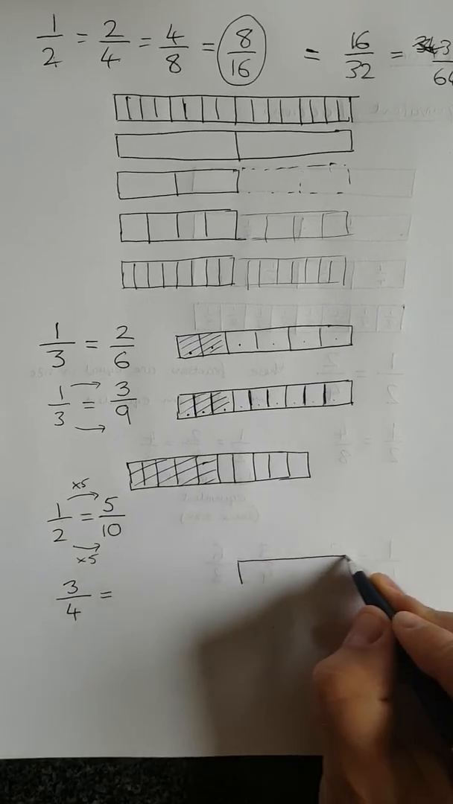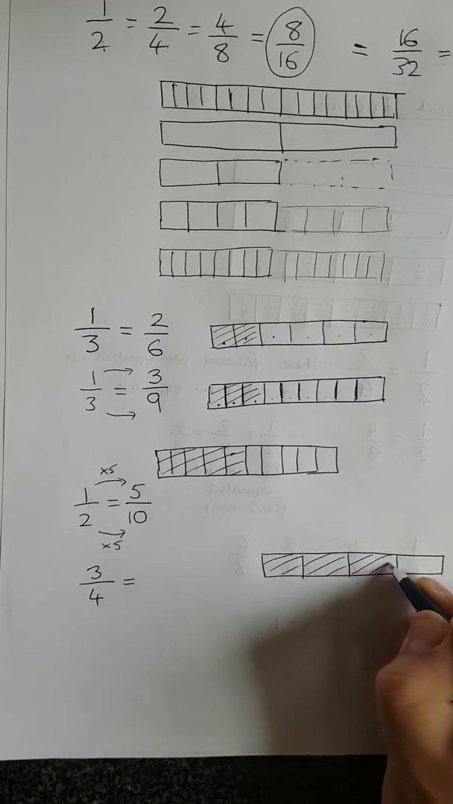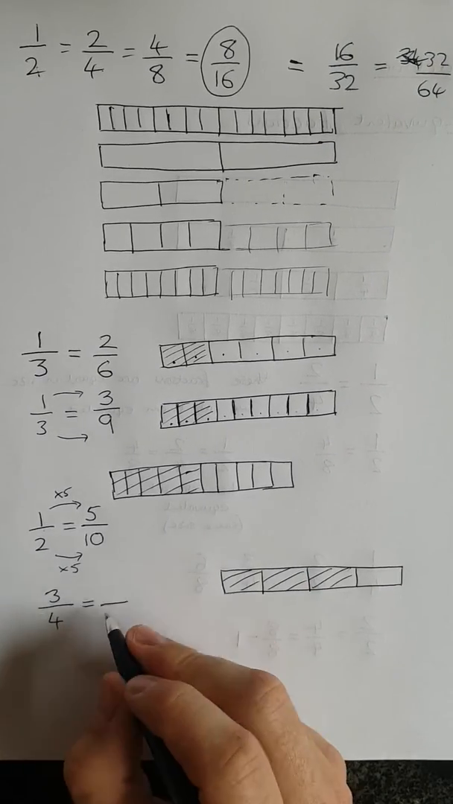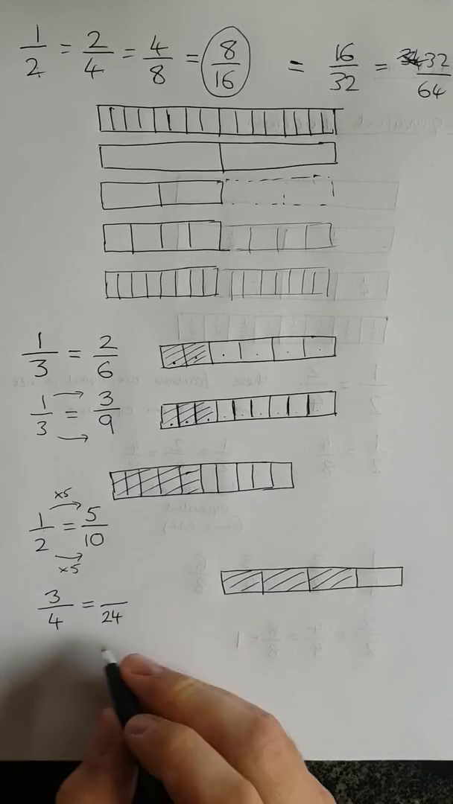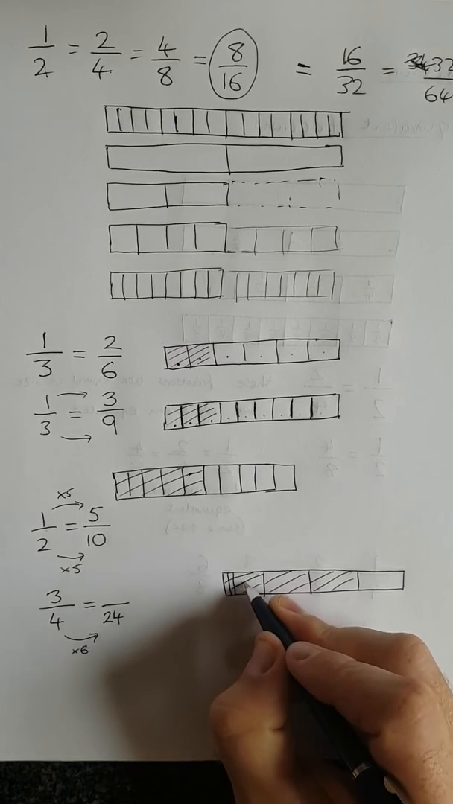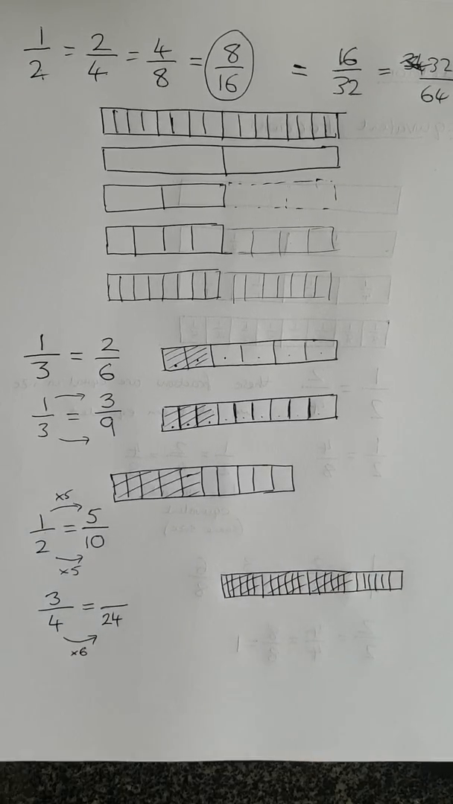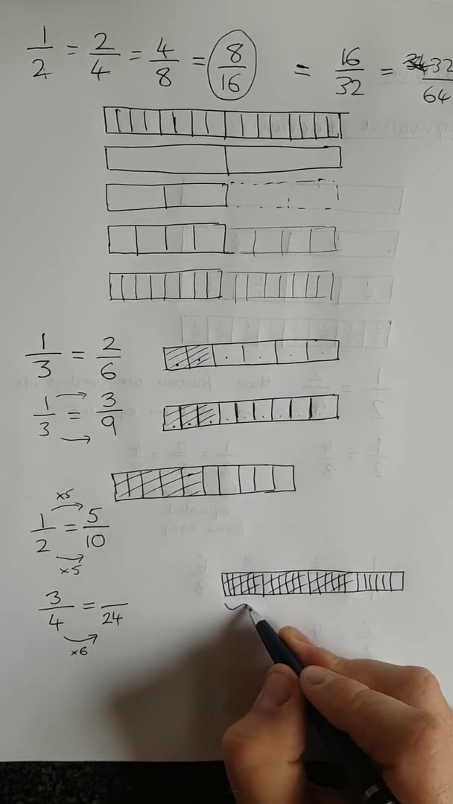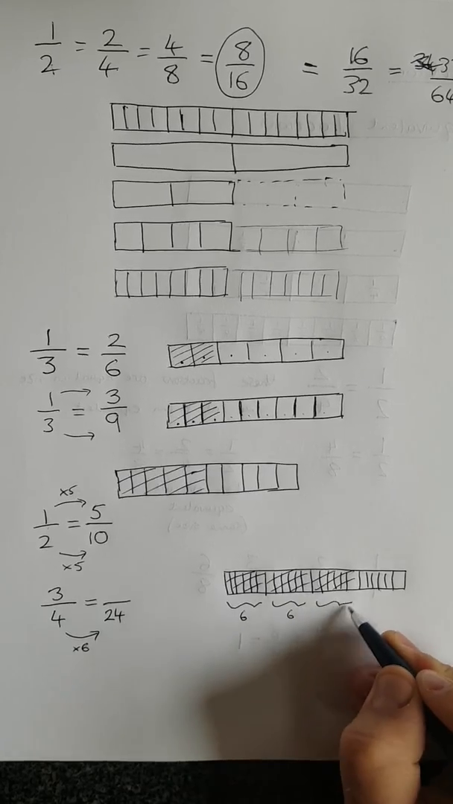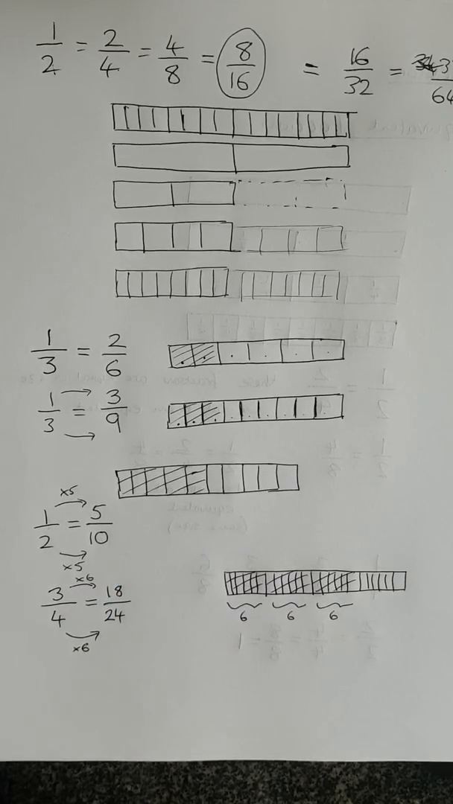Let's check one more. 3/4. There it is. I'm going to chop that into something out of 24. What did I multiply by? I multiplied by 6. So I'm chopping each piece into 6. So how many pieces are now shaded? There are 6 here, 6 here, and 6 here, which makes 18. So we have got now ourselves a rule for equivalent fractions that we will write down in part 2.